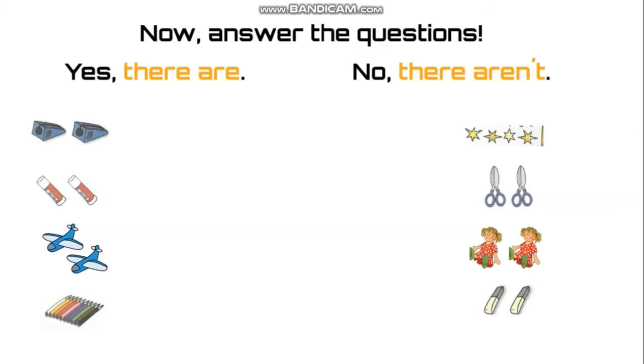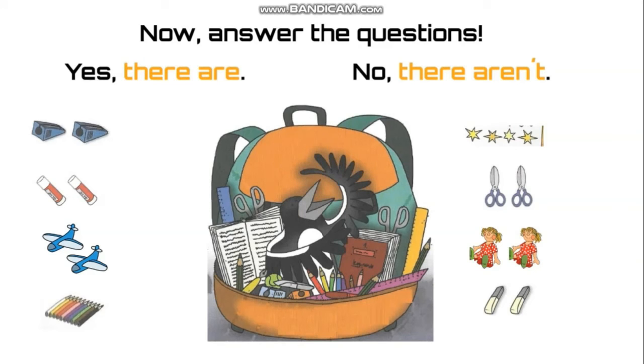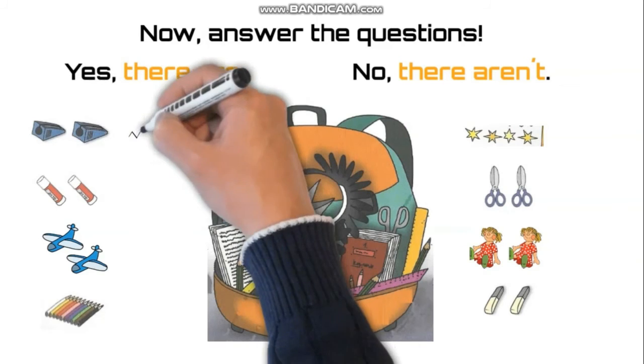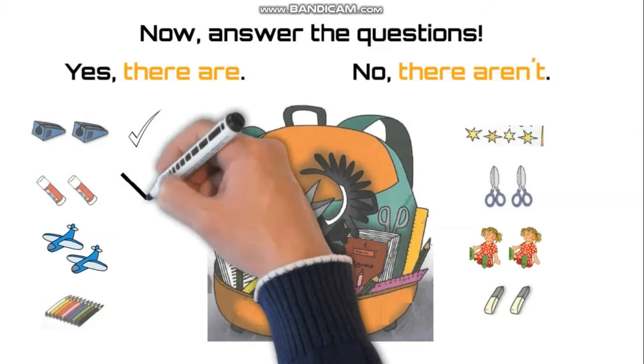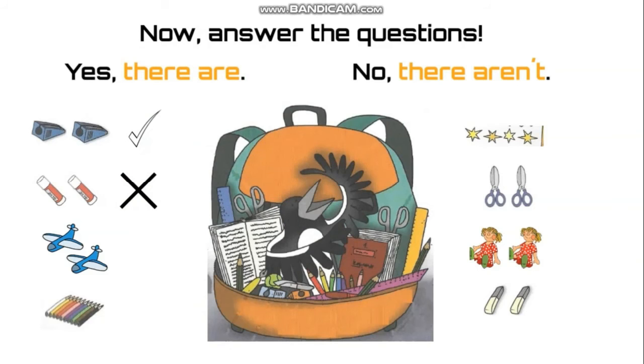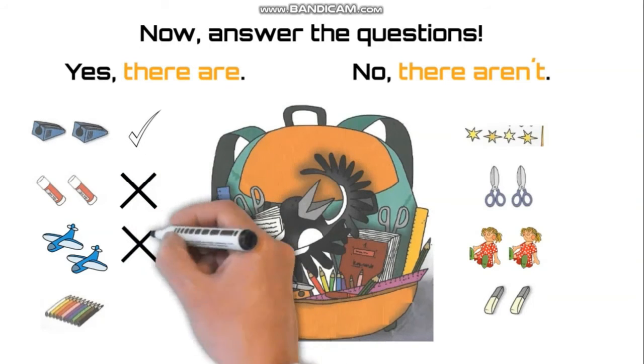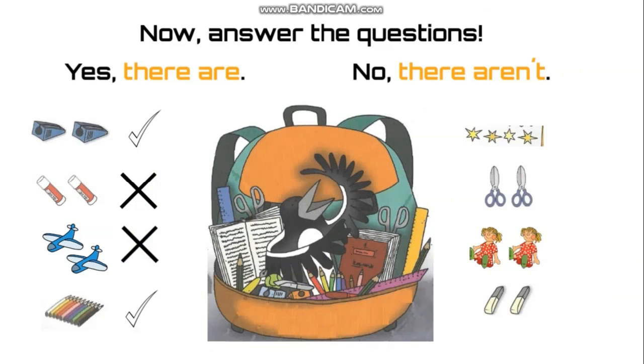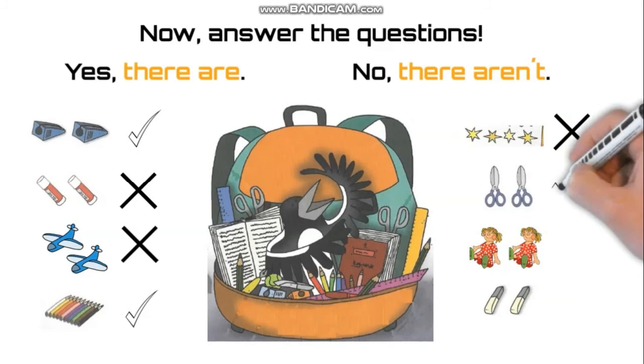So let's look at the picture again. Okay, and let's see the answers. So are there any pencil sharpeners? Yes, there are. Are there any glue sticks? No, there aren't. Are there any planes? No, there aren't. What about crayons? Yes, there are. Are there any stars? No, there aren't. Are there any scissors?